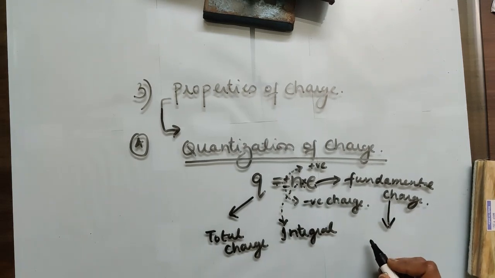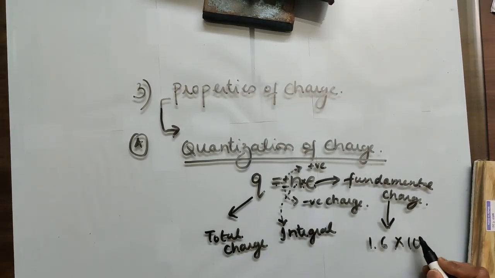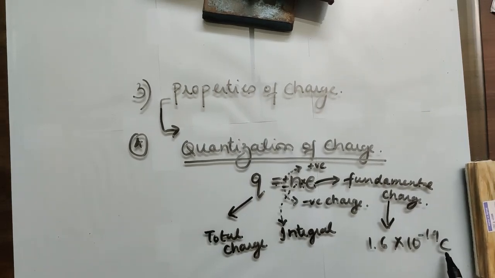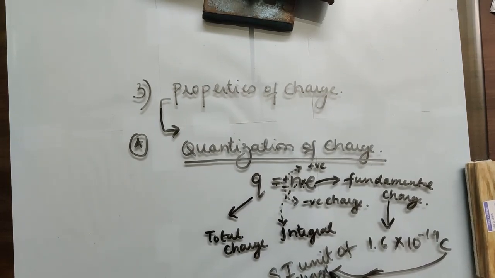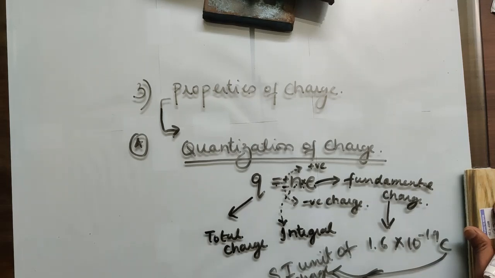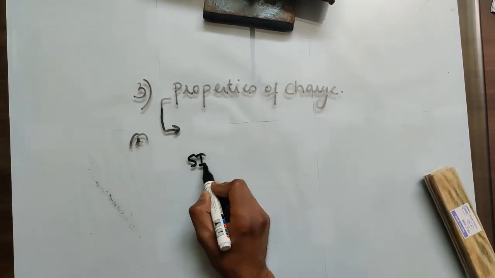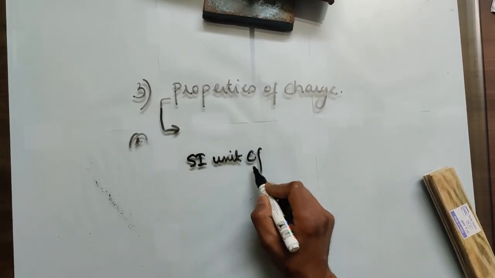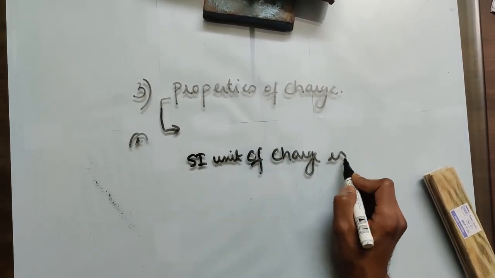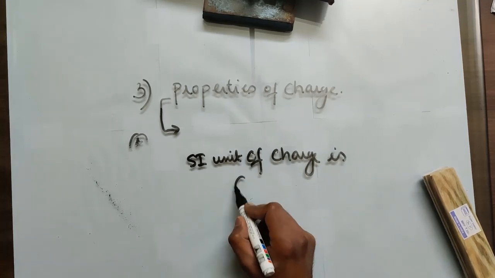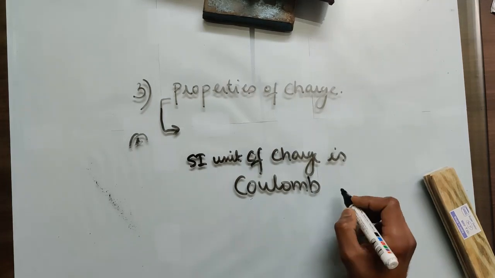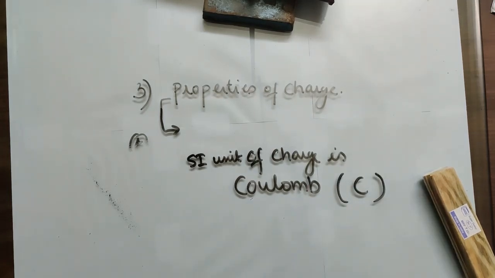Fundamental charge means 1.6 times 10 raised to power minus 19 coulomb, where coulomb is the SI unit of charge. So the SI unit of charge is coulomb, which is denoted by capital C.